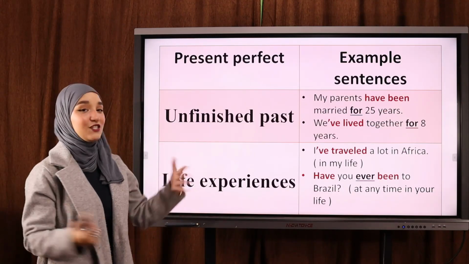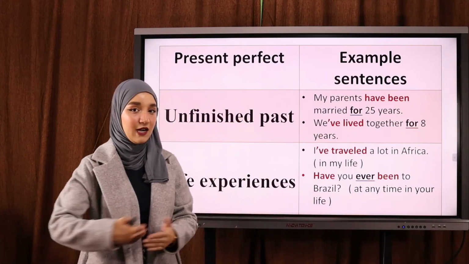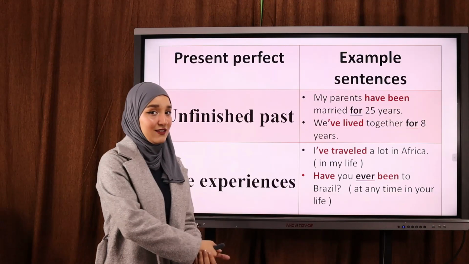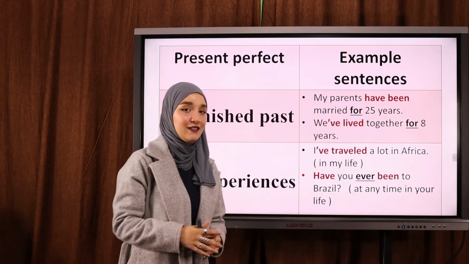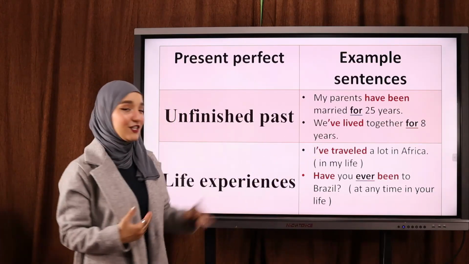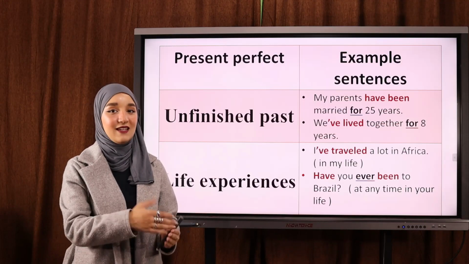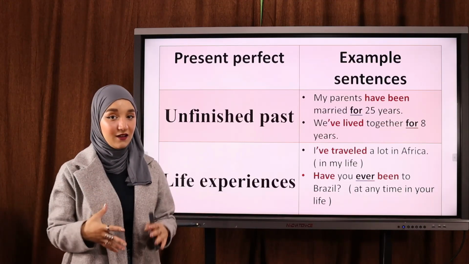So it's unfinished past. We've lived together for 8 years. عشنا مع بعض ل8 سنوات. So عشنا in the past, but we are in the present. نحن في الحاضر now. So the fact that we lived together is an unfinished past. هي لن تنتهي. It didn't come to an end. We still live together. لا زلنا نعيش together.